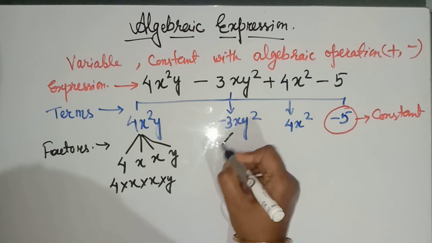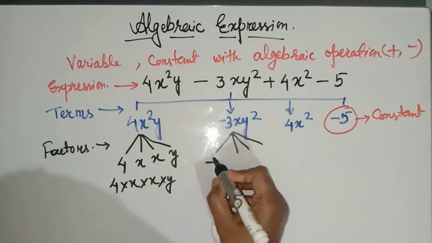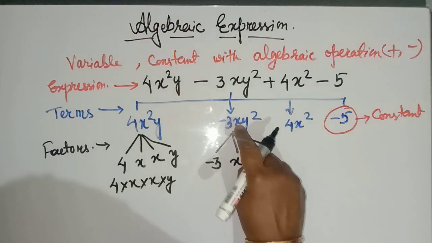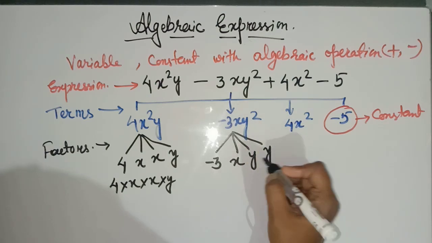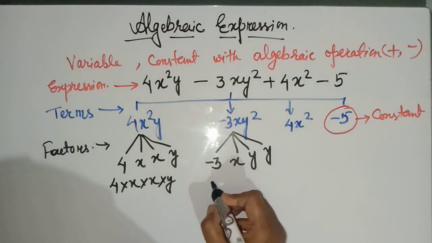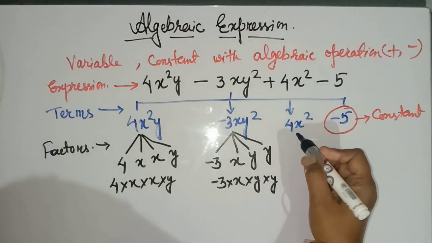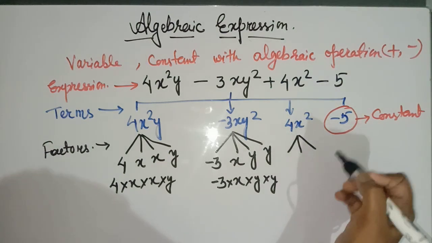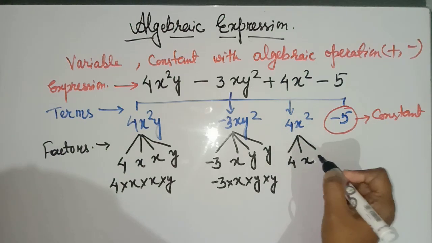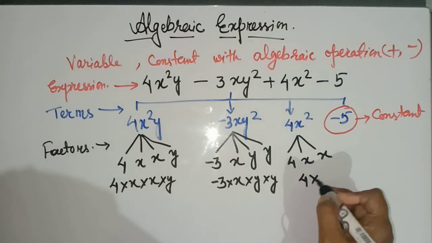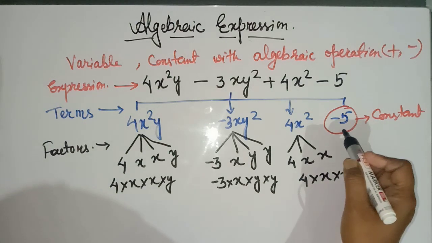Okay. Now you have to find out again all the factors of this term. So the first one is minus 3. Then only x is there, single x. Then y square means there are 2 y. You can write as minus 3 into x into y into y. Similarly, in this term there are again factors. So 4 is the first factor, then x square means x into x, or you can write 4 into x into x. We need not factorize this because this is a constant.